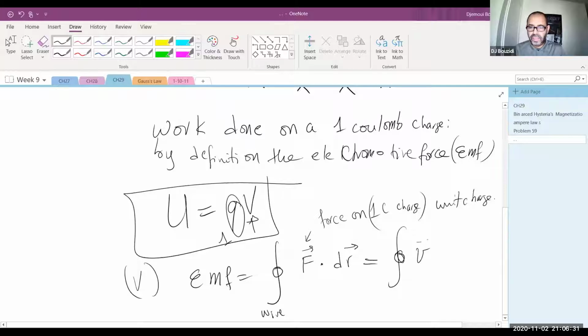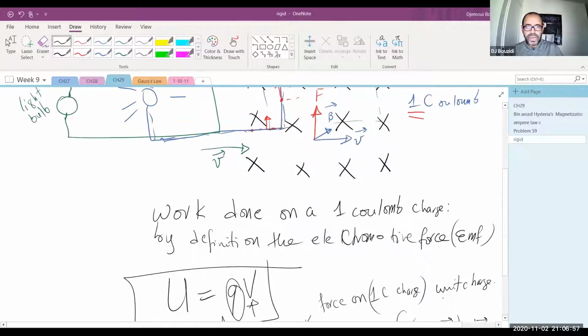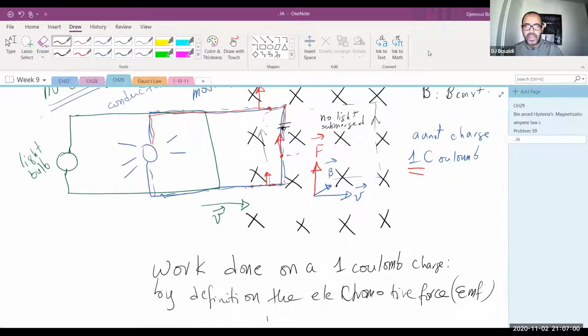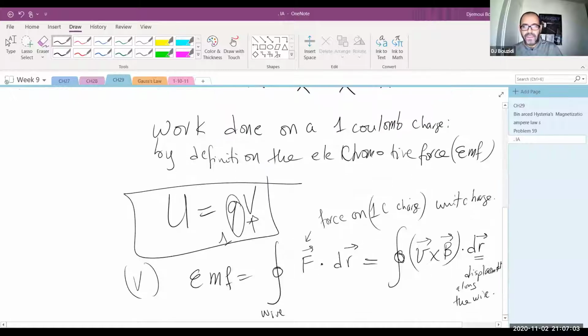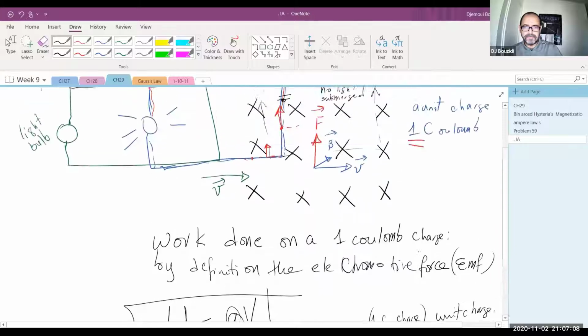So again, it's V crossed with B times the displacement in this case. And the displacement, sometimes you find that you use dl. So probably we should use dl, but it doesn't matter. So this is the displacement along the wire itself. Okay, so this is the EMF. Now, you're trying to find this expression in terms of this force, okay? Here is another way of looking at this expression.